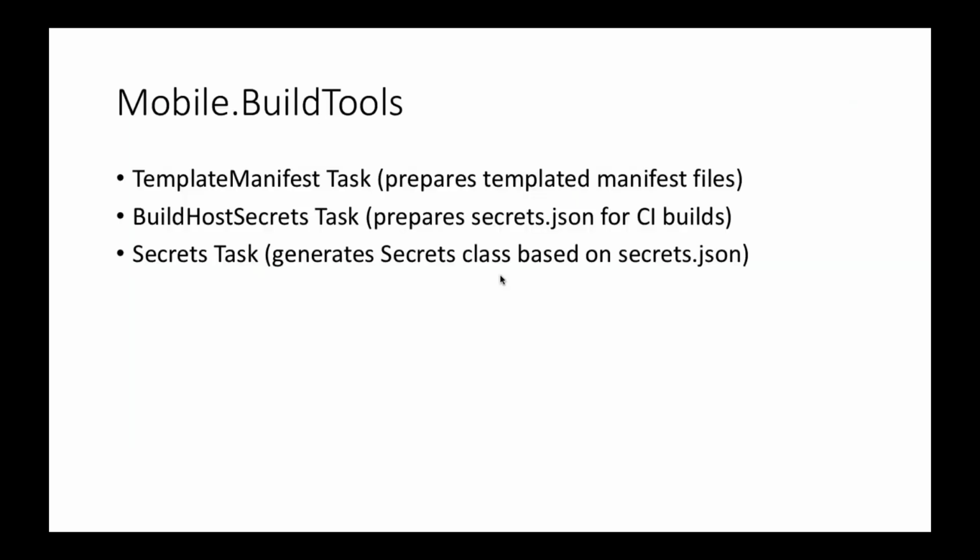And the Mobile Build Tools really has three MSBuild tasks that deal with this central problem. The first one is the template manifest task, and that's going to handle what we do with our info plist or our Android manifest. We also have a build host secrets task that handles how to inject our values at build versus on our machine. And then we have a secrets task, which runs basically everywhere, does the same thing everywhere. And that generates a secrets class that we can use throughout our code base using a secrets JSON file.